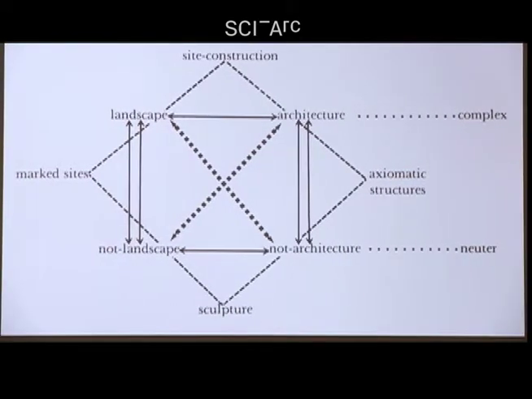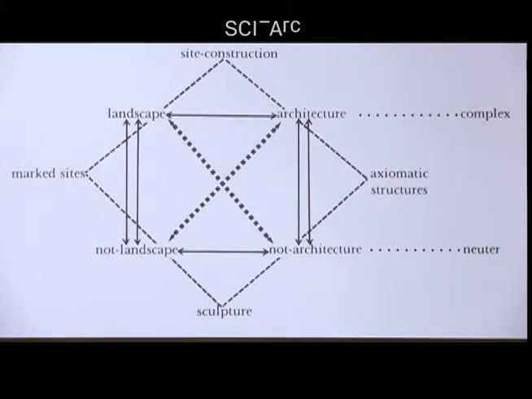Has anybody, by a show of hands, seen this diagram before? Cool. Okay, good. Got at least a sound minority. This is Rosalind Krauss's sculpture in the expanded field diagram from 1976.